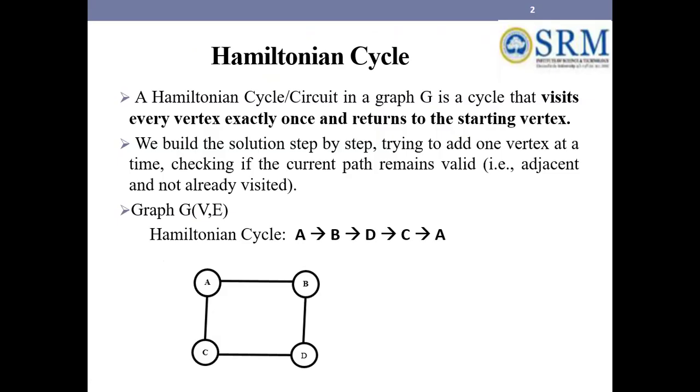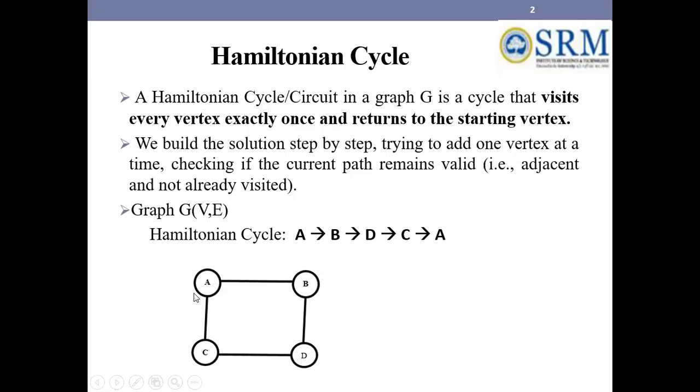Hamiltonian cycle or circuit in a given graph G is a cycle that visits every vertex exactly once and returns to the starting vertex. See, the given graph contains a collection of vertices and edges. V represents vertices and E represents edges. For the given graph, the starting node is A. So from the starting node A, we should visit all the nodes exactly once. And from the last node, there should be a path to the starting node.